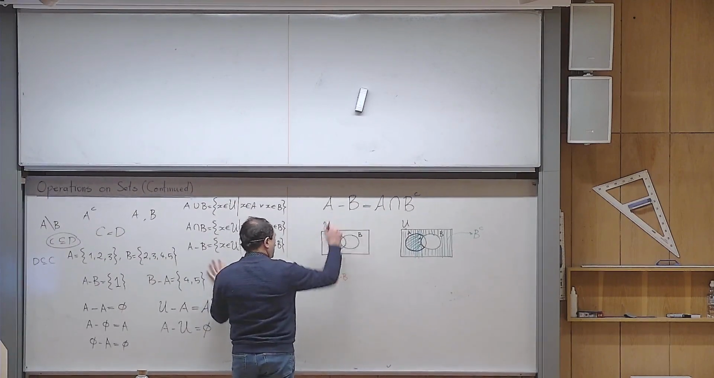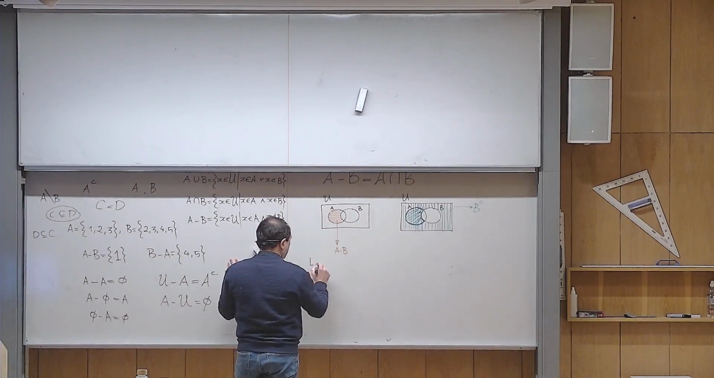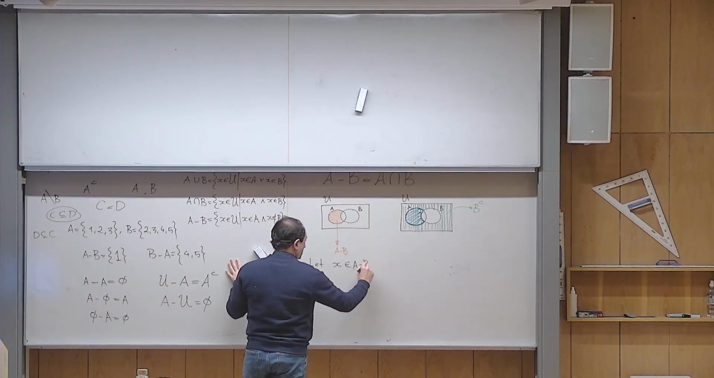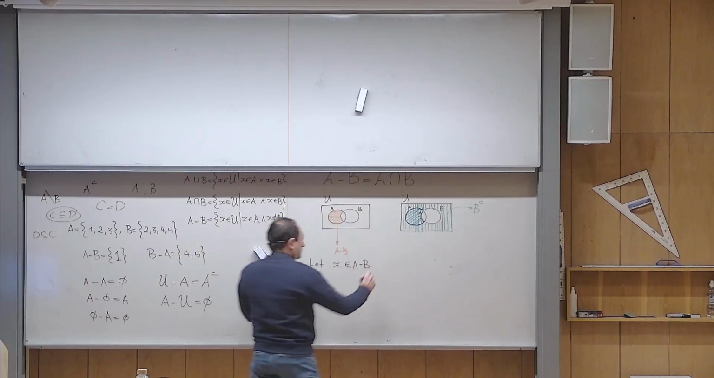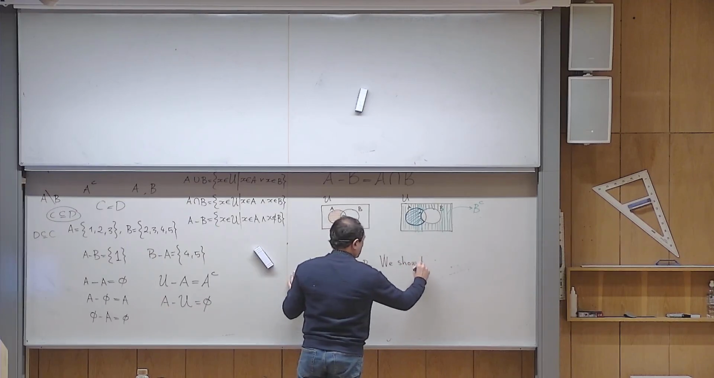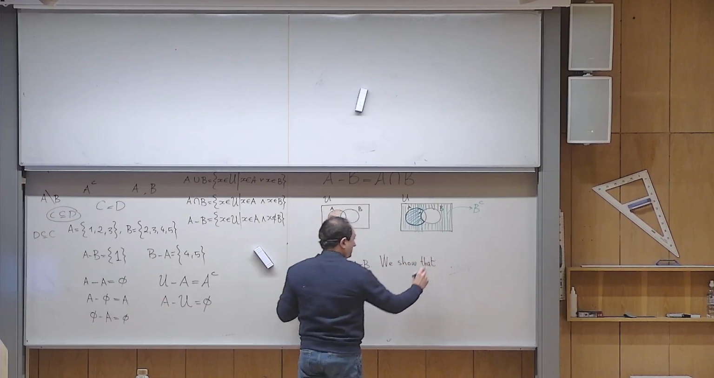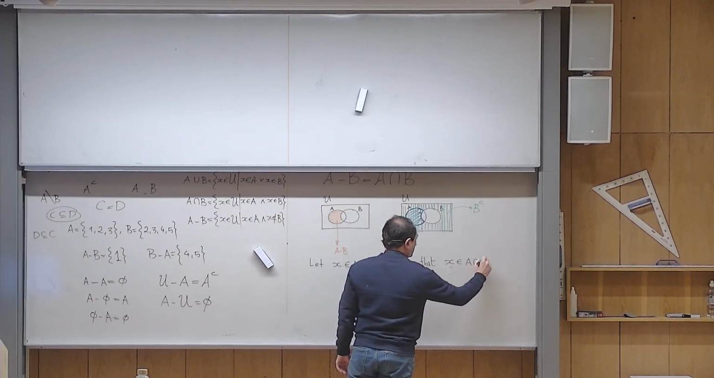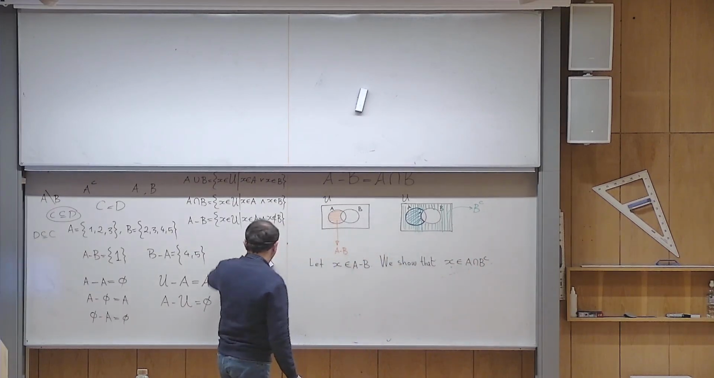Okay, so let us start with this. So I would say let X be an element in A minus B. We show that X belongs to A intersection B complement. Yes?